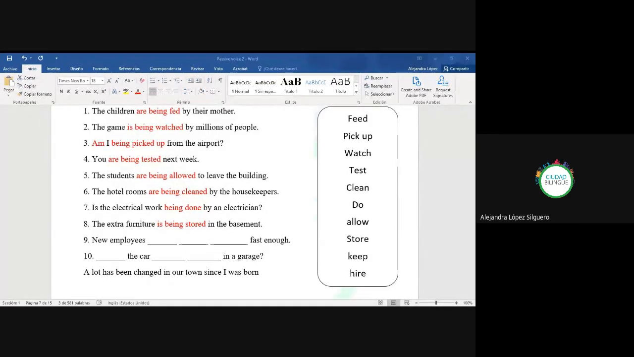Nine. New employees aren't being hired fast enough.